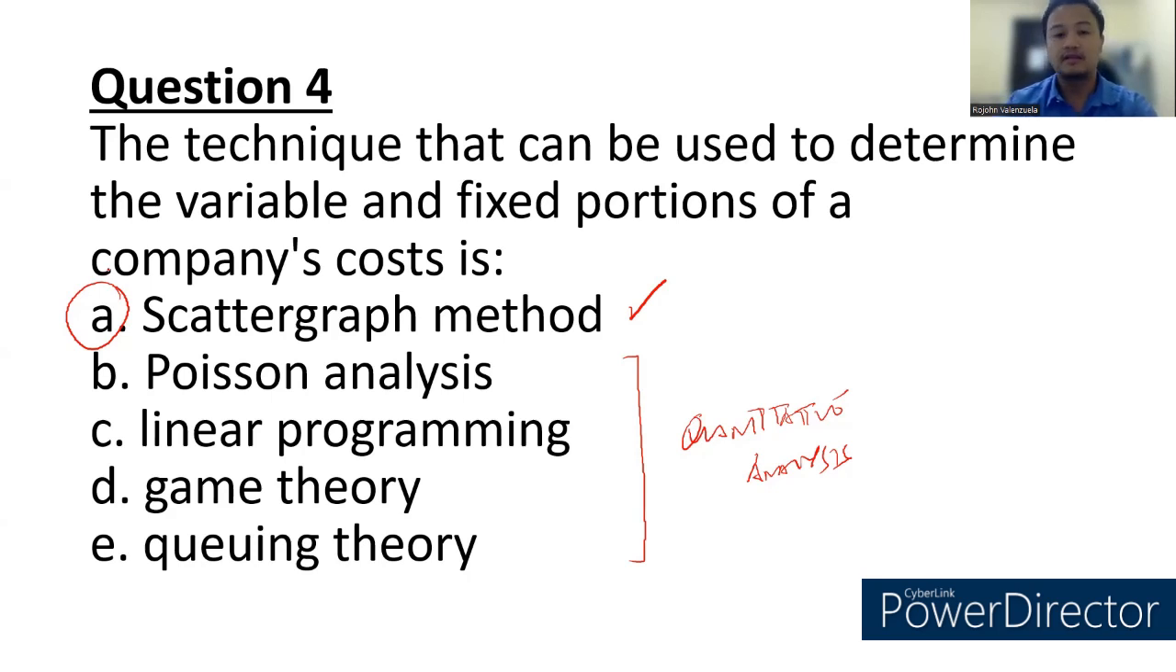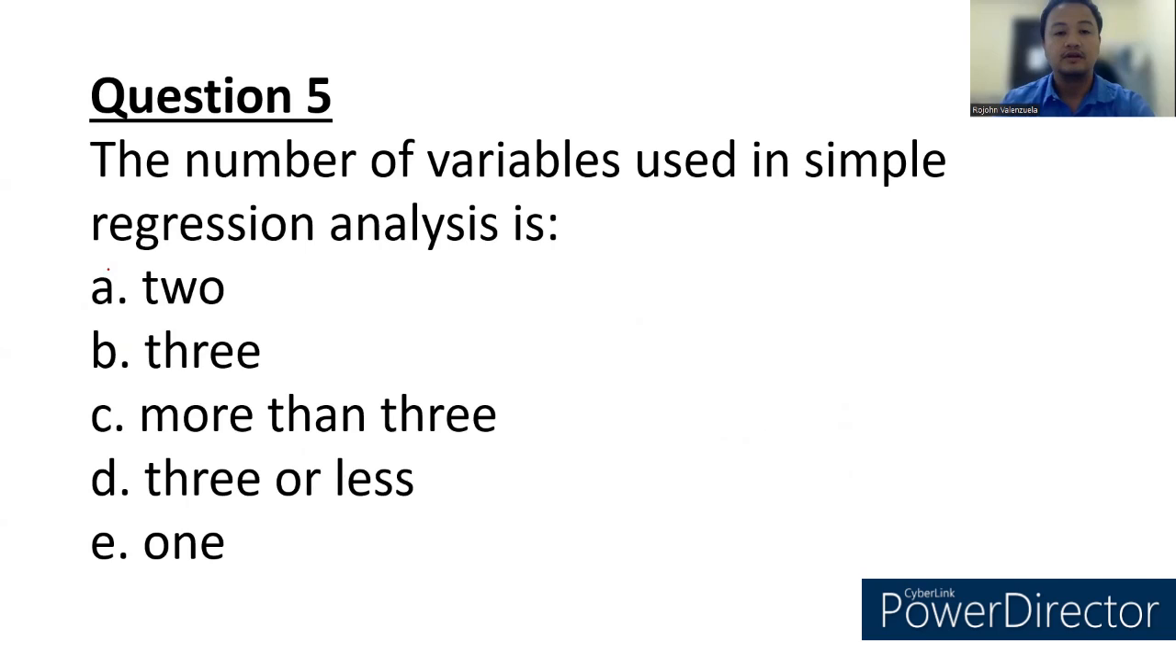Okay? Next, number 5. The number of variables used in simple regression analysis is, yan. Sa regression, simple regression, dalawa lang yung ating ginagamit na variables. We're not talking about variables in terms of cost, in variable cost. Dito, statistical ang perspective. Pag sinabing variable, we're referring to statistics, not cost function. Kasi baka isipin ninyo, dalawang variable cost? No. Hindi variable cost ang tinutukoy sa variables.